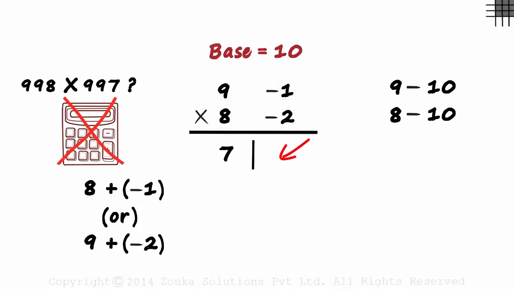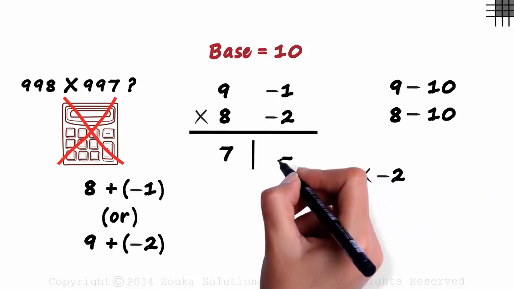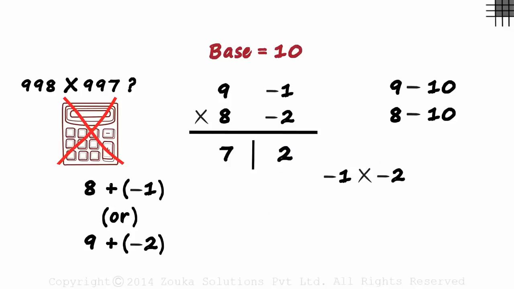On the right, we have the product of these two numbers. Minus 1 multiplied by minus 2. And that equals 2. Yes, we should also consider the sign when we multiply these two numbers. There you go. We have the answer. 9 times 8 is 72.